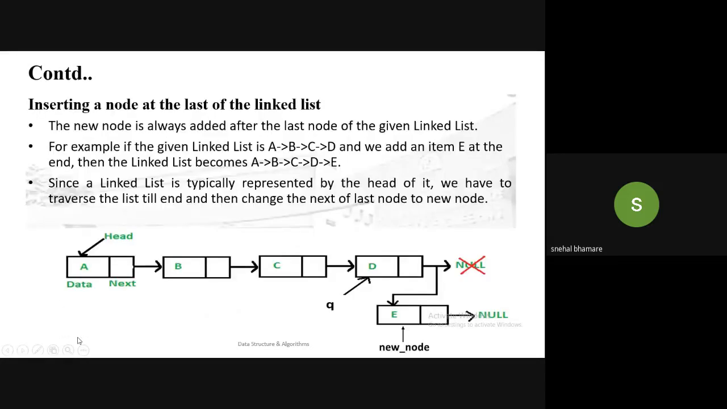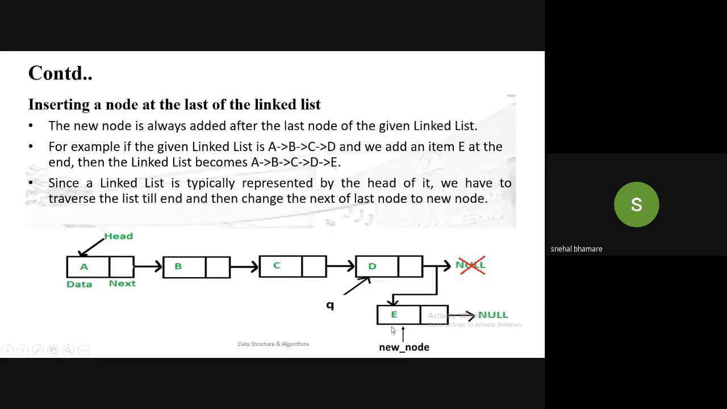Now next is inserting a node at the last of the linked list. Now at the last of the linked list, how we do, we know that the last node is referred by the null pointer at its next part, right? So we will take again a temporary variable, let's say q. We will initialize it to the head, and we will traverse till it reaches the end part. That means q will be equal to q next till q next is not equal to null. So by using this condition, we will move the q to the last part.